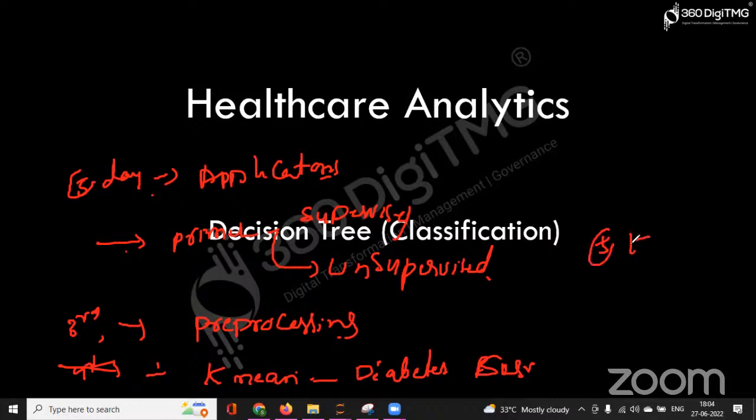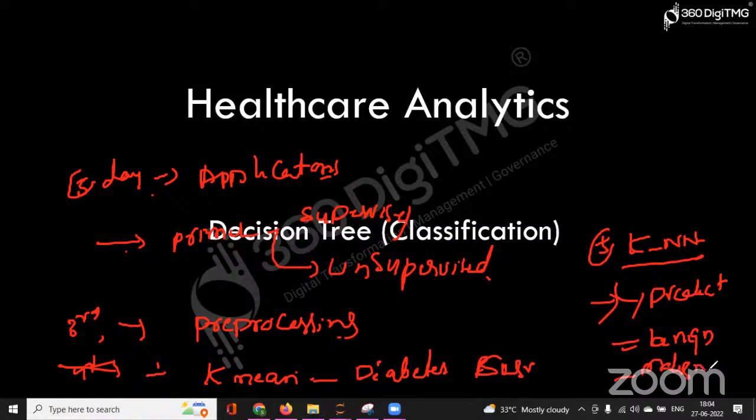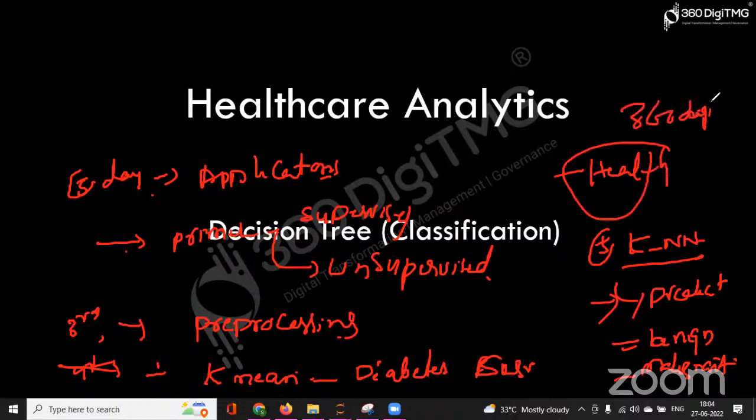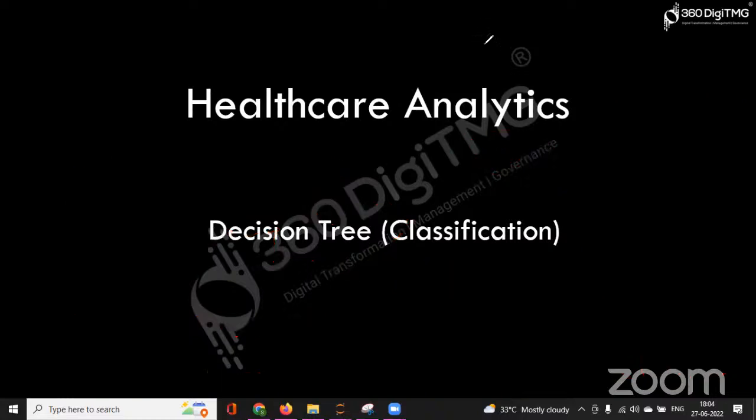And on the fifth day we took the KNN algorithm, applied it in machine learning, and predicted whether a particular case is benign or malignant. If you haven't watched those videos and want to learn about those things, please go back and search healthcare analytics. You can go to 360DigiTMG healthcare analytics, and you will find the first day, second day, third day and fourth day videos. That is a quick recap of the previous classes.